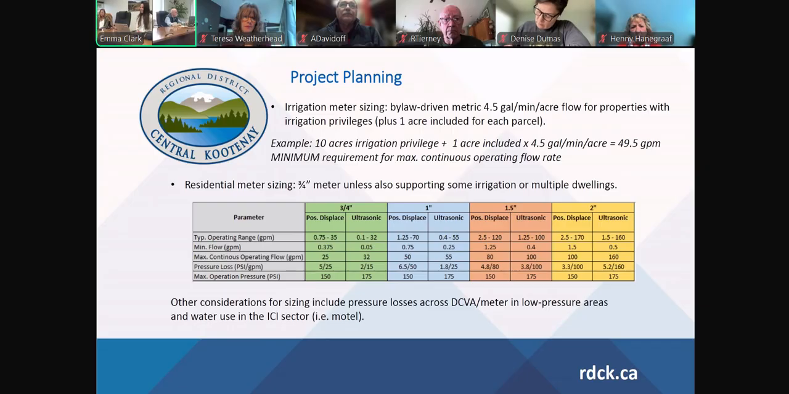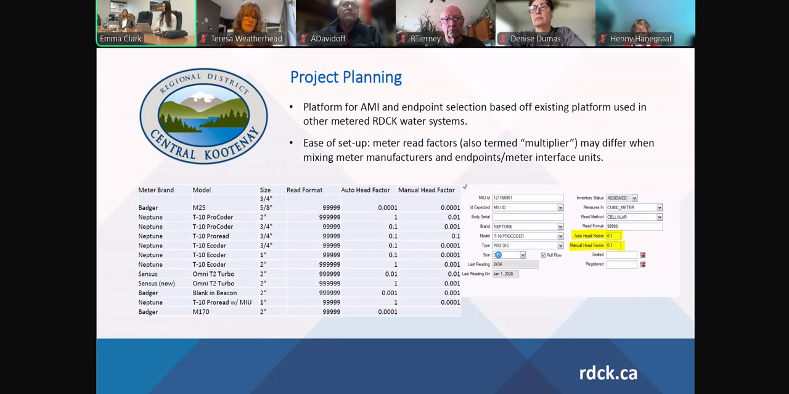Again, project planning. How we selected the equipment was based off of previous knowledge with the AMI technology and utilizing meters that worked well with the endpoint. And so we decided to go with what we currently use in other water systems. Next slide, please. This speaks to what we were just talking about for project planning. We can just skip to the next slide, please.